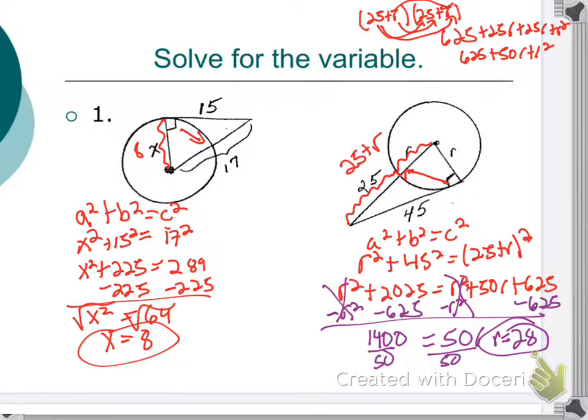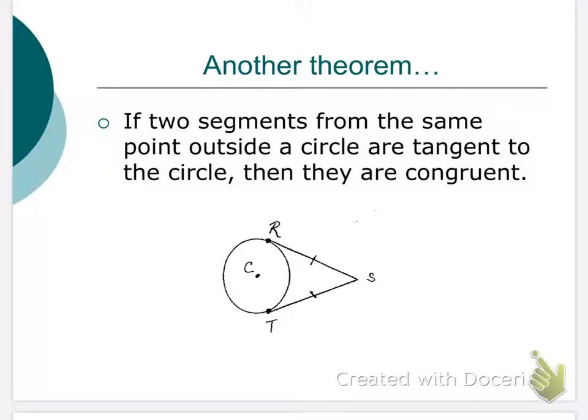Let's go on. Okay, we have another theorem. If the segments from the same outer point outside the circle are tangent to the circle, then they are congruent. So if you have lines that connect at the same point, in this case it's S, and are both tangent to the circle, then these two have to be congruent. Okay, let's go utilize this.